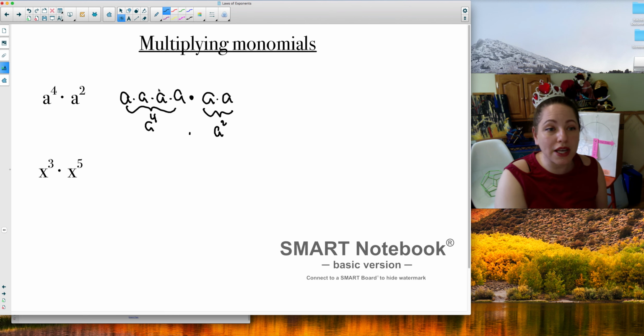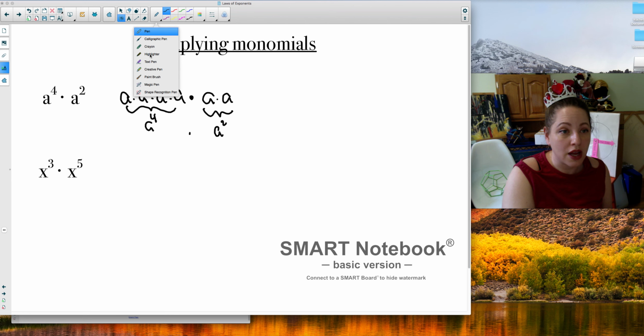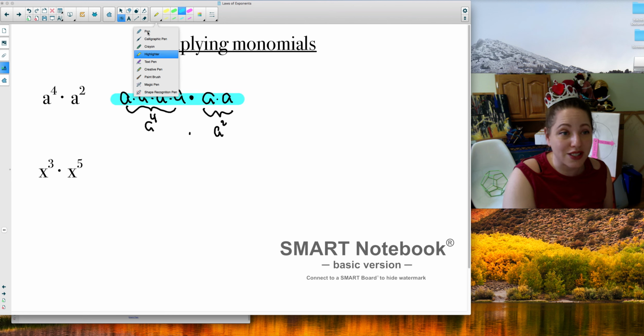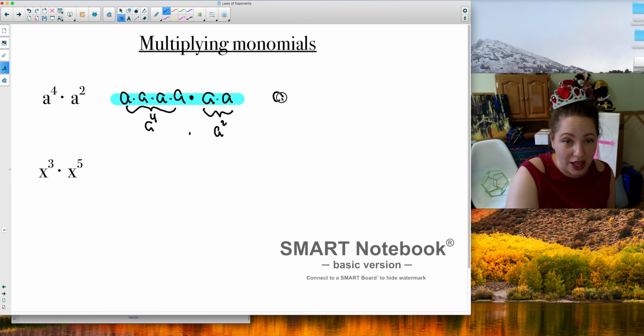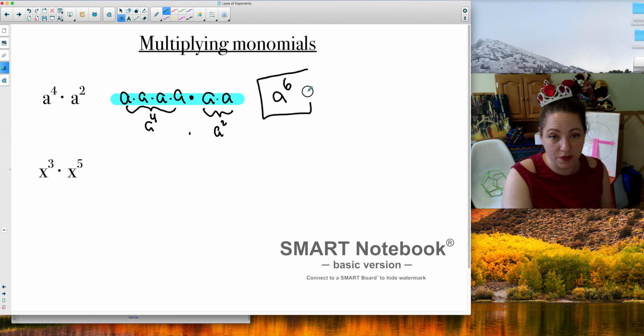So how many a's are being multiplied all together? So I'm looking to count how many a's are being multiplied all together here. 1, 2, 3, 4, 5, 6. There's 6 a's, so the short way to write that is a to the 6th power. Because there's 6 a's being multiplied, that's what a to the 6 means. Cool, that's it. That's the simplified version.